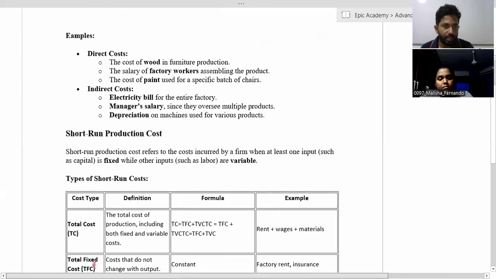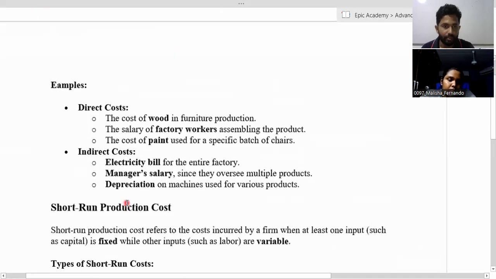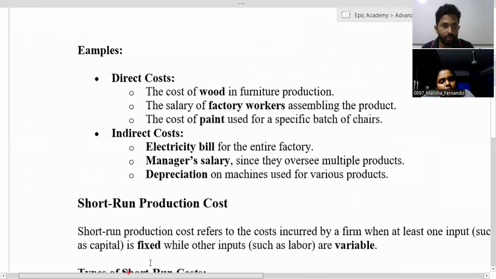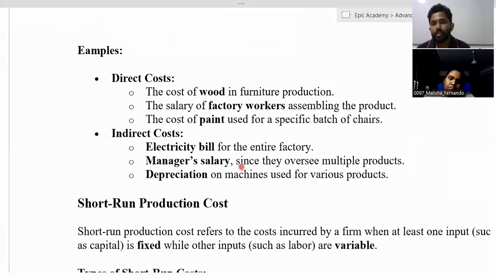So we got some examples for direct and indirect cost. The cost of wood in furniture production. So it is visible. That is why we call it direct cost. The salary for the factory workers is simply the product. It is for the labors. The cost of paint used for the specific batch of chairs. It can be seen. That is why we call it direct cost.